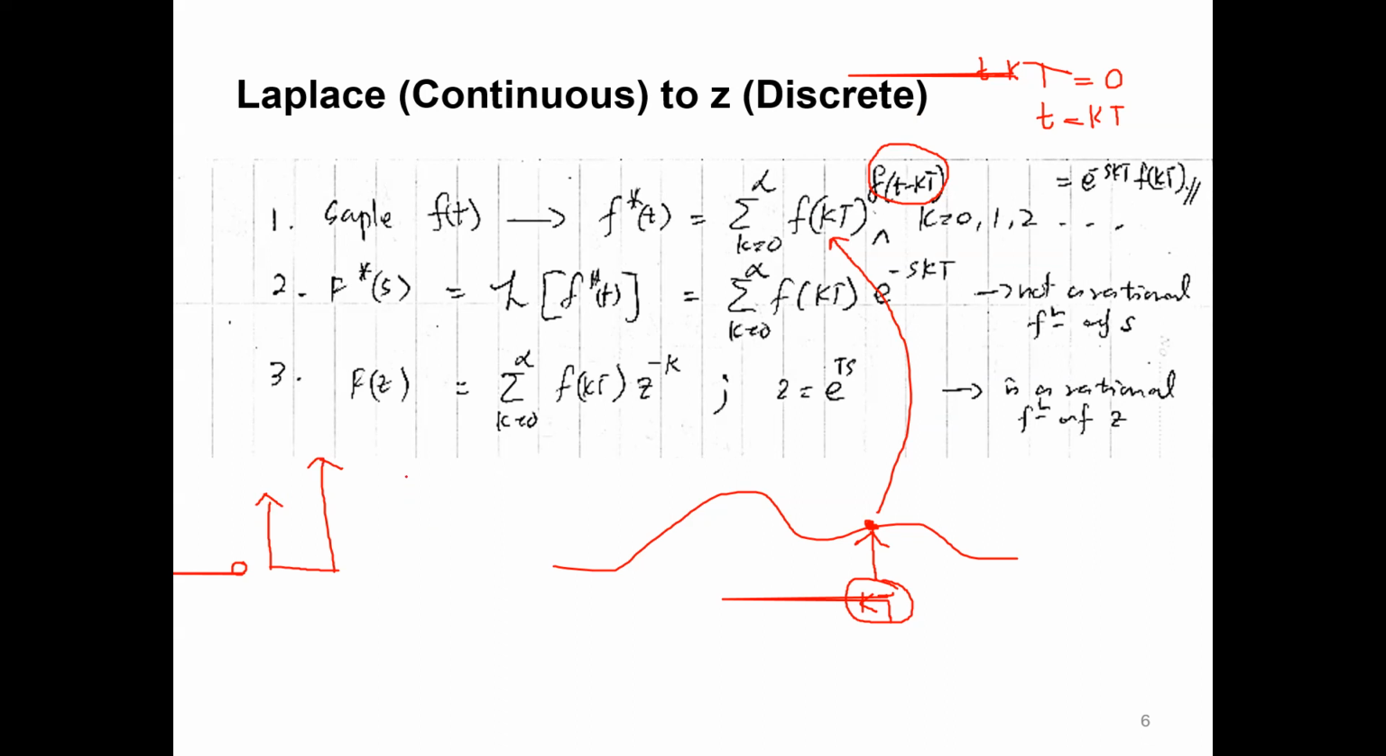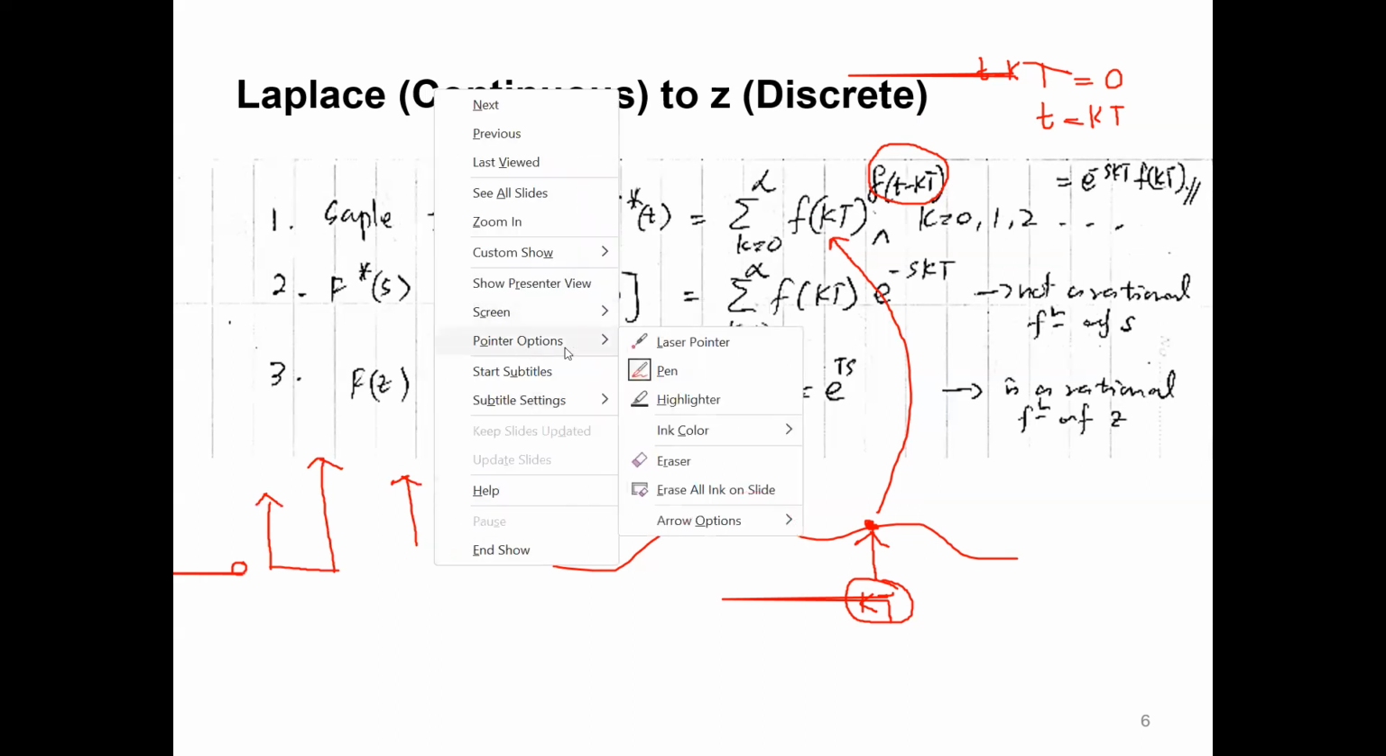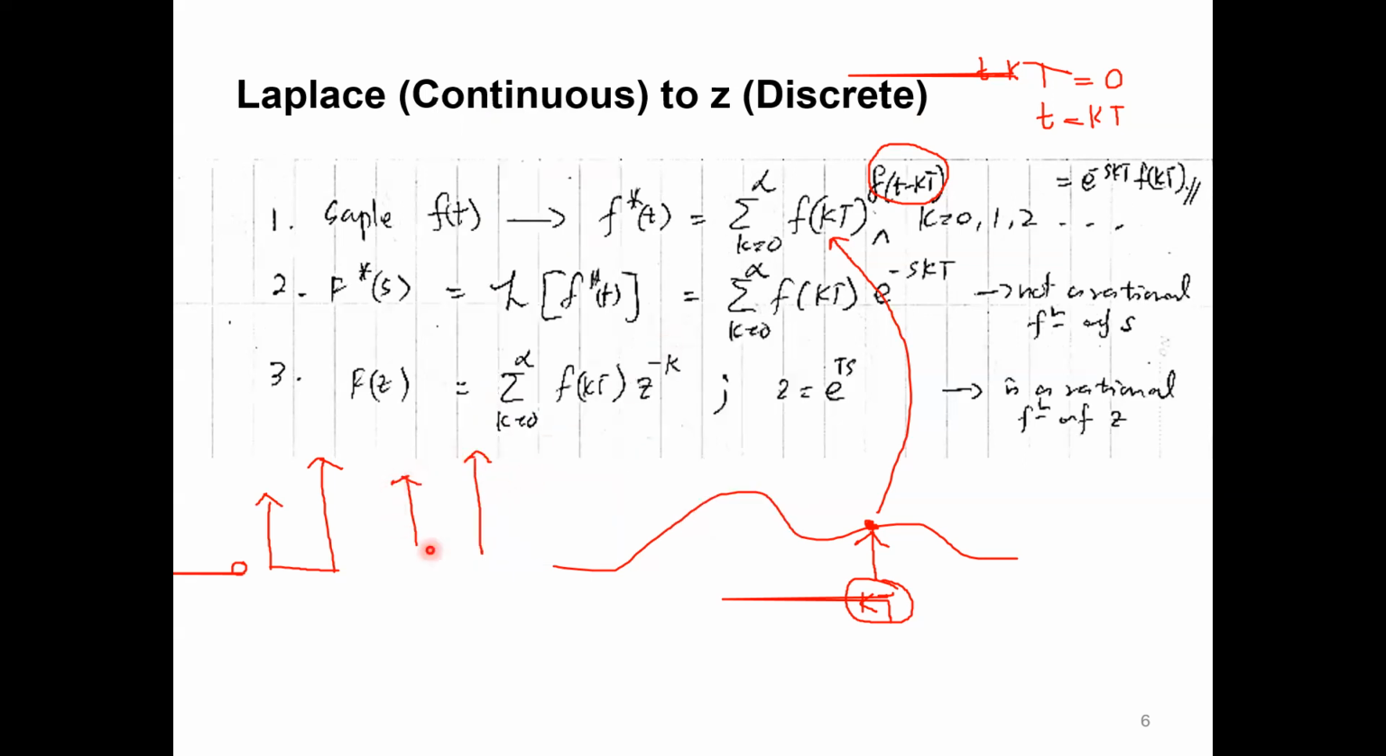But the actual discrete signal has no such thing. Between two samples, there's nothing. This is the discrete sequence, but adjacent samples are connected using the zero line. And because of that, you can actually use Laplace even in here.